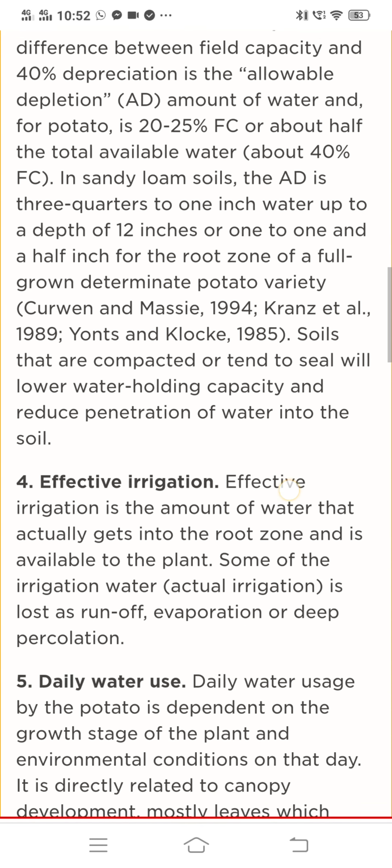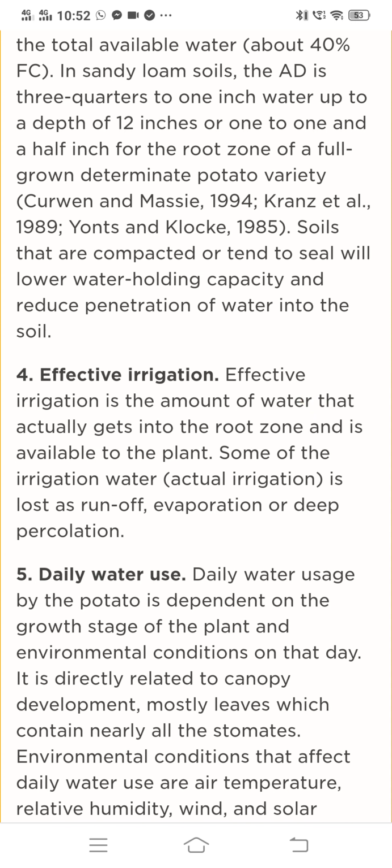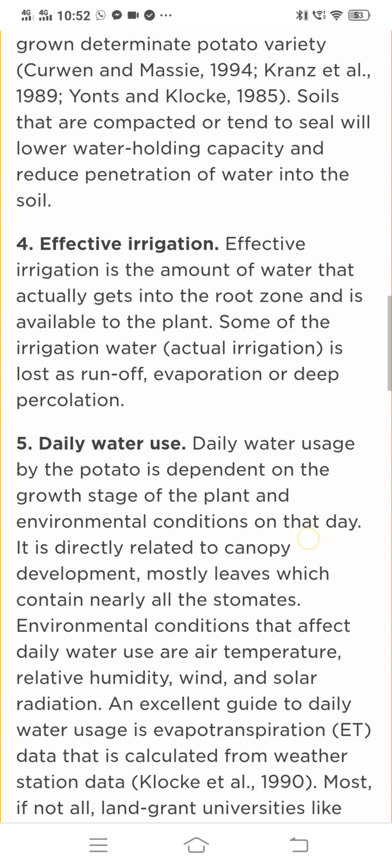We know that percolation means the going of water below the root zone, where it is called as runoff because it is just wasted, and if water is evaporated it is also wasted. So amount of water that is available to the plant for photosynthesis and respiration is only the effective irrigation water.